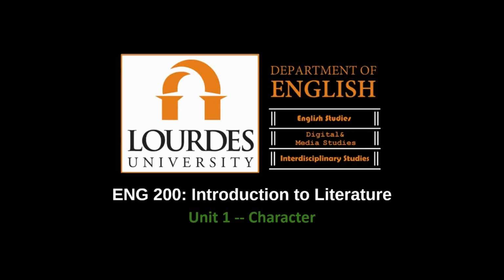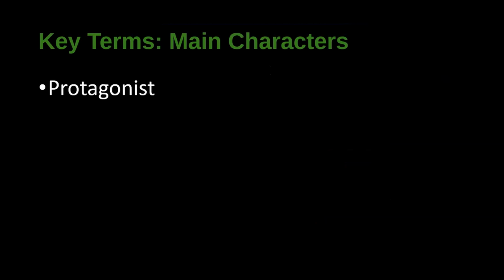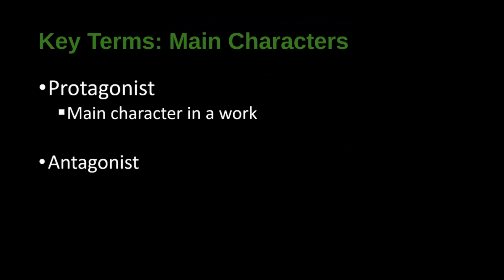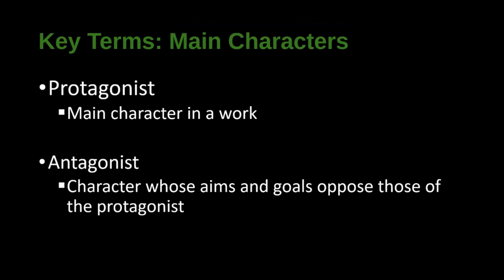In this video, we're going to talk about terms related to character. Let's start with main characters. There's the protagonist, which is just the main character in a work, and you can have multiple protagonists. You can have more than one protagonist, but let's just talk about that in the singular for now. And the antagonist is a character whose aims and goals oppose those of the protagonist.